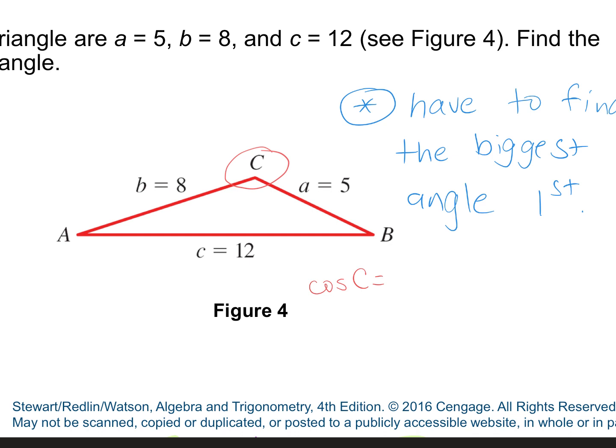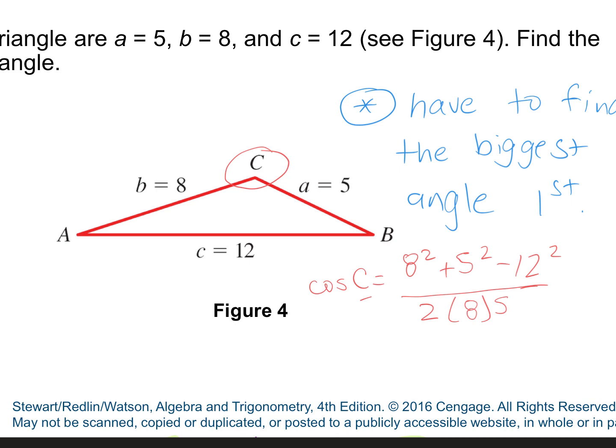So you're going to use the formula that is side squared. So I'm going to say 8 squared plus 5 squared minus 12 squared. Whatever angle you're looking for, that's what you minus. And then that's going to be divided by 2 times the one that you add together. So 8 times 5. Now again, you're going to be given the formulas.